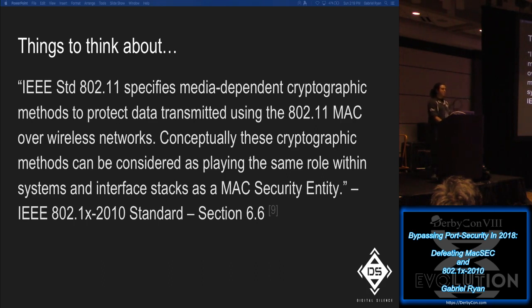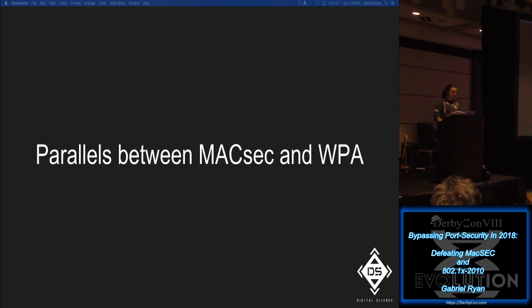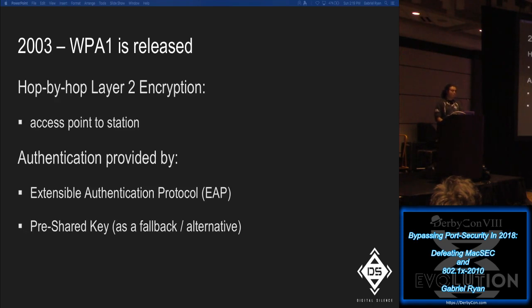It implies that there's a similarity between similar technologies that are used to protect wireless networks and this new iteration of 802.1x that's being used to protect wired networks. And I think what they're alluding to is WPA. And in fact, there are parallels between MACsec and WPA in the way that it's used.